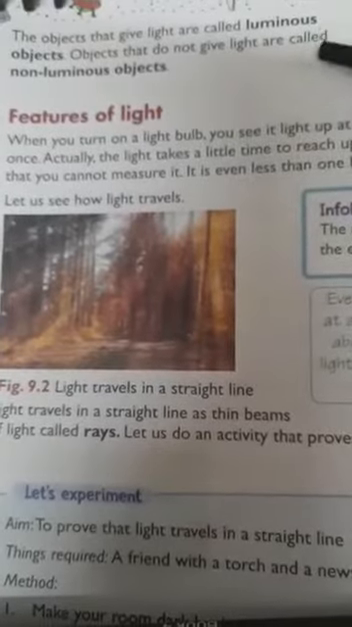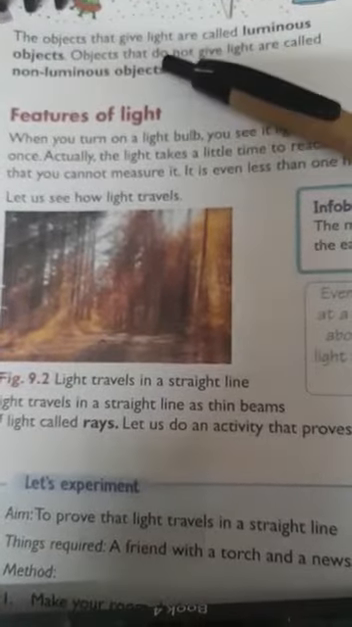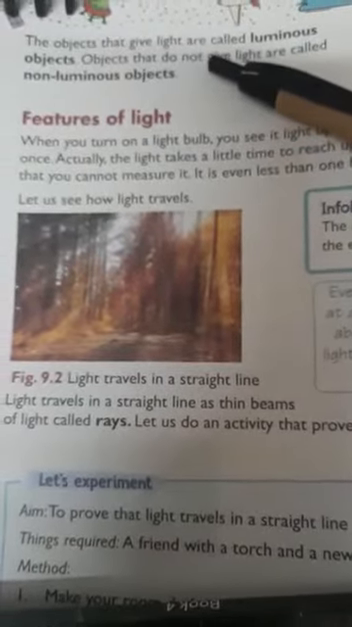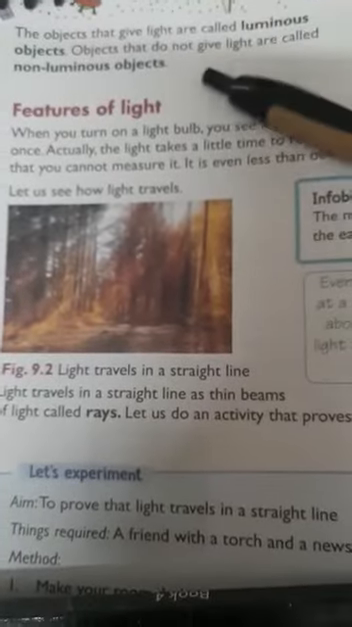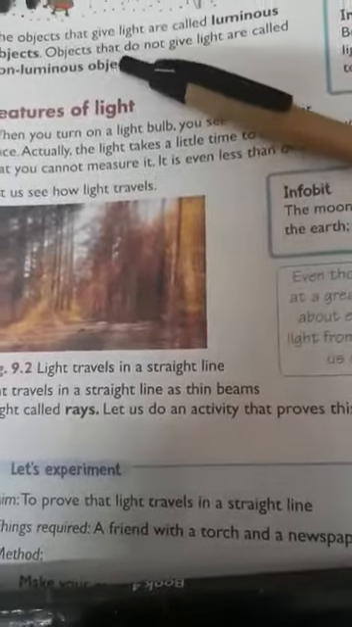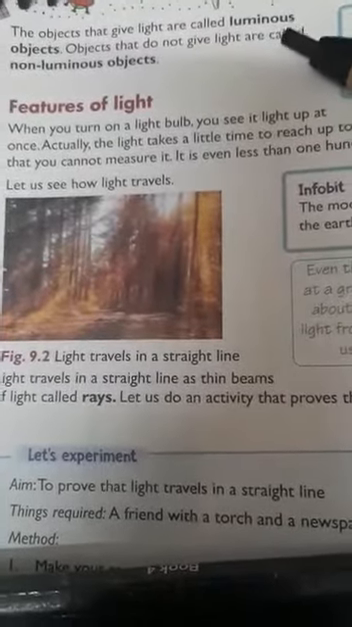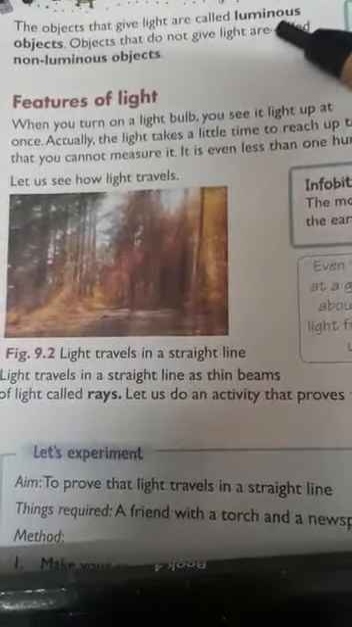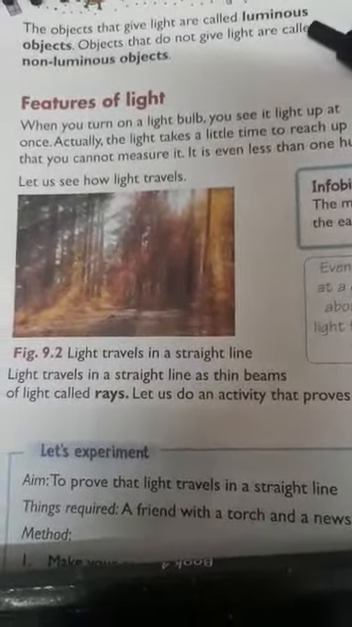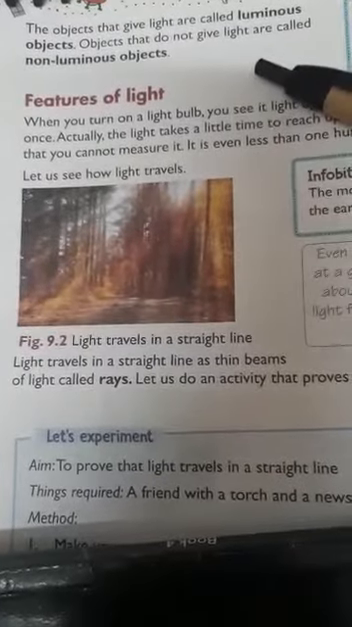So among the human made objects which are sources of light, the objects that give light are called luminous objects. This is a new term for you, luminous objects. And objects that do not give light are called non-luminous objects.